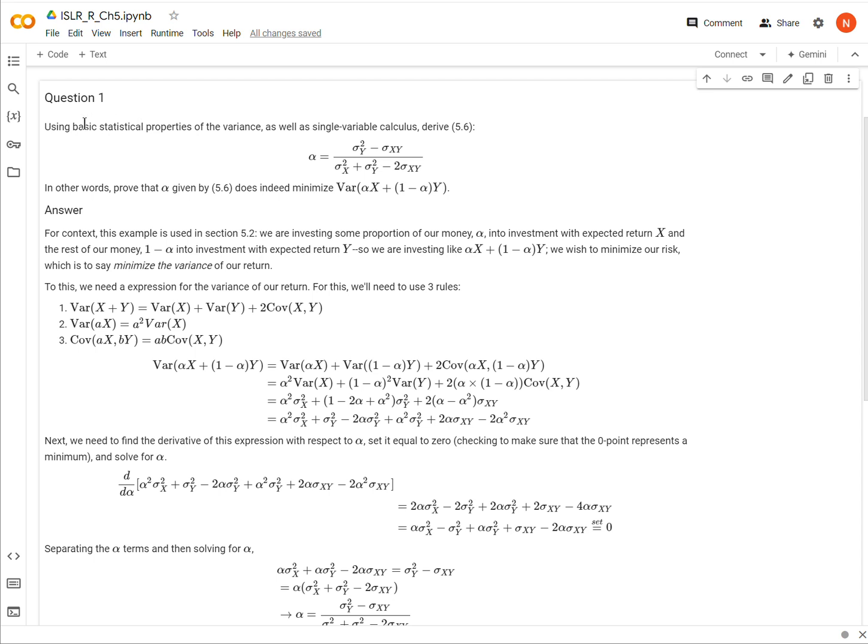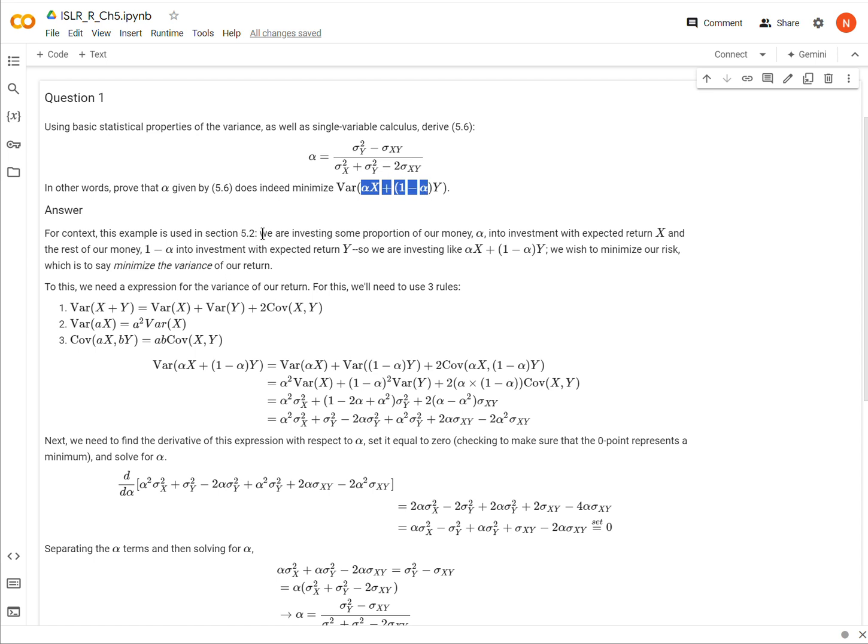So using basic statistical properties of variance, as well as single variable calculus, derive equation 5.6, and I've reproduced 5.6 right here. In other words, prove that alpha, this expression right here, minimizes the variance of this expression. Okay, so really to make sense of all of this, we're going to need the context that the book gives where alpha is coming from and why we're minimizing this and that.